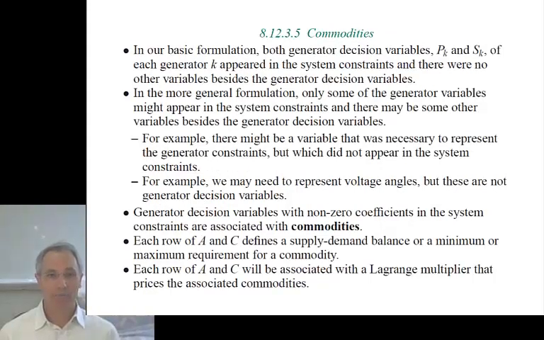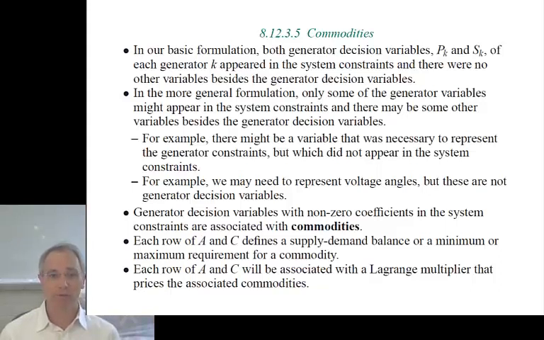Commodities. In our basic formulation, there were generator decision variables Pk and Sk, and each of them appeared in system constraints. There were no other variables besides those generator decision variables. In our more general formulation, it could be the case that only some of the generator variables might appear in the system constraints, and furthermore, there might be some other variables besides the generator decision variables.